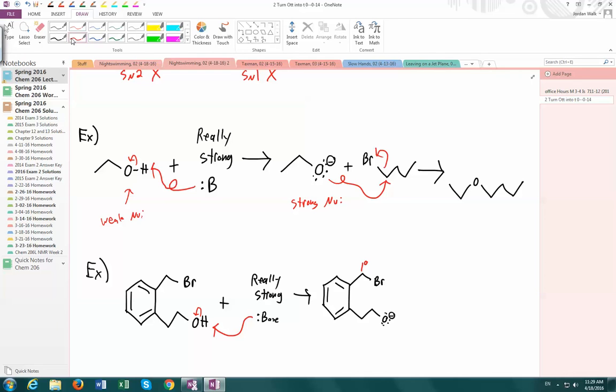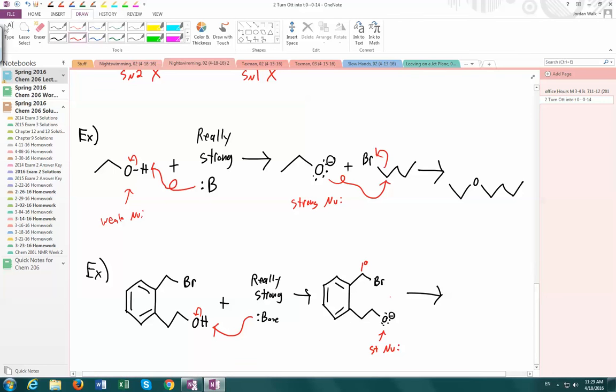And so again, we just want to think, can we do SN2? Can we do SN2 at a primary alkyl halide? Sure. Do we have a strong nucleophile? Yeah, right here, we have our oxygen. That is a strong nucleophile. And so nothing's going to change about the mechanism. All you have to keep track of is where your arrows are going.